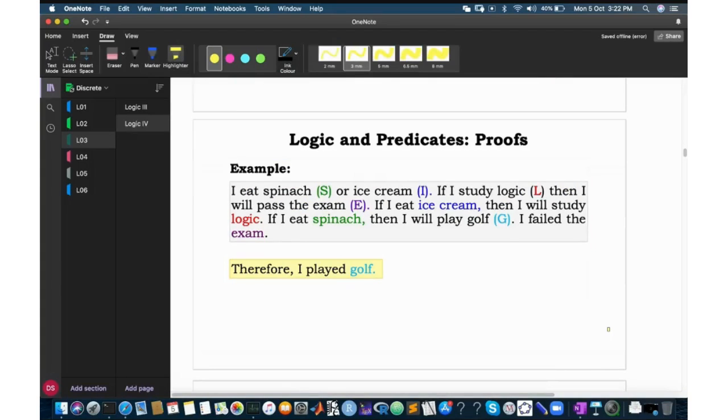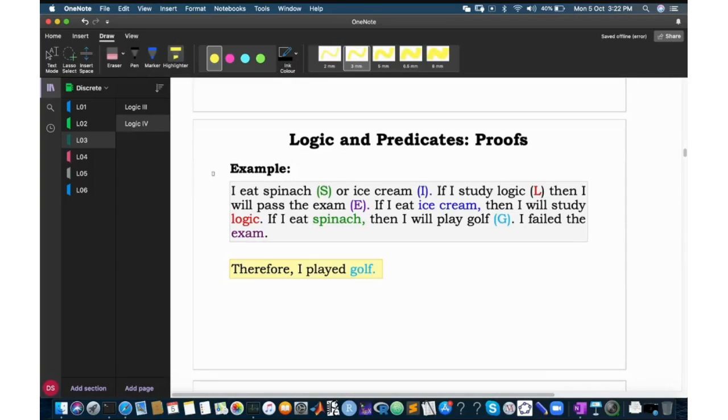So for example, this is our last example for today, and we'll conclude. The example says that I eat spinach or ice cream. If I study logic, then I will pass the exam. If I eat ice cream, then I will study logic. If I eat spinach, then I will play golf. I failed the exam. Therefore, I played golf. Okay.